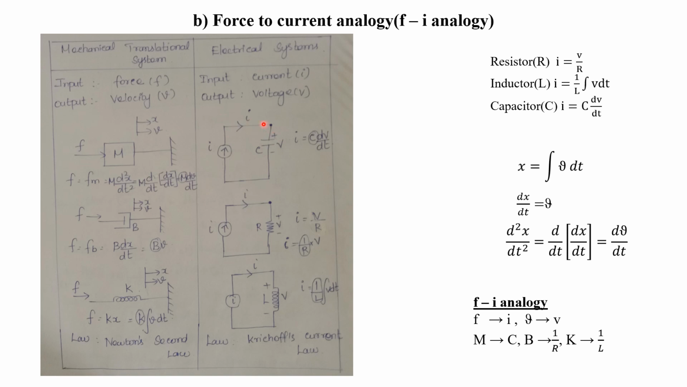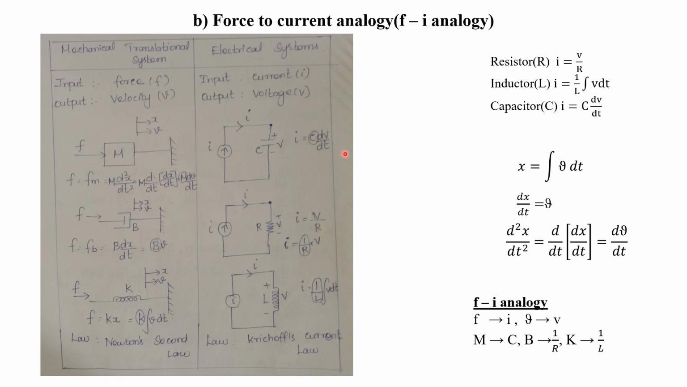What is Kirchhoff's current law? Sum of the incoming current will be equal to the sum of the outgoing current. Here the incoming current will be I, and the outgoing current will be the current flowing through the capacitor. So incoming current I will be equal to the current flowing through the capacitor. What's the current flowing through the capacitor? This is the formula: I is equal to C into dV by dt. All these formulas you have to study. Here this V is nothing but the voltage drop across the capacitor.